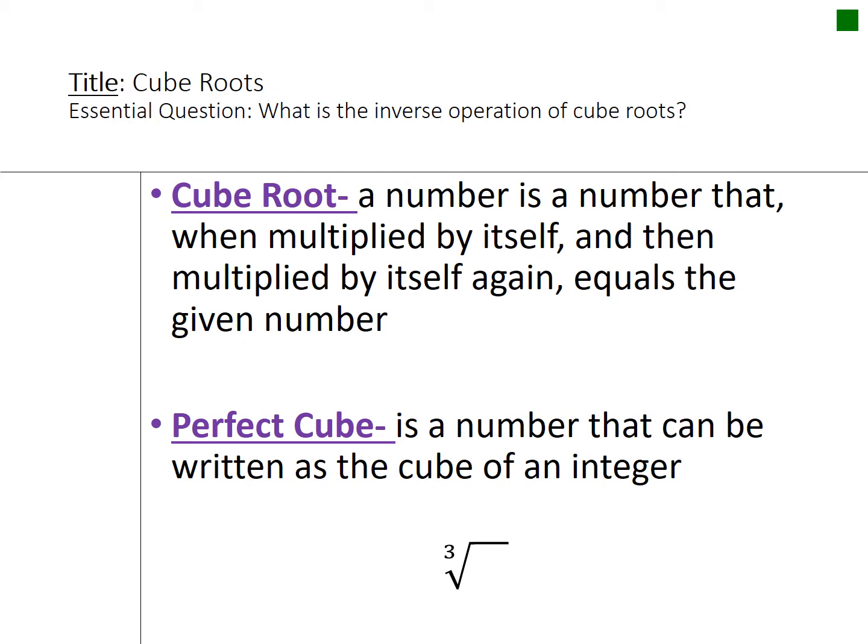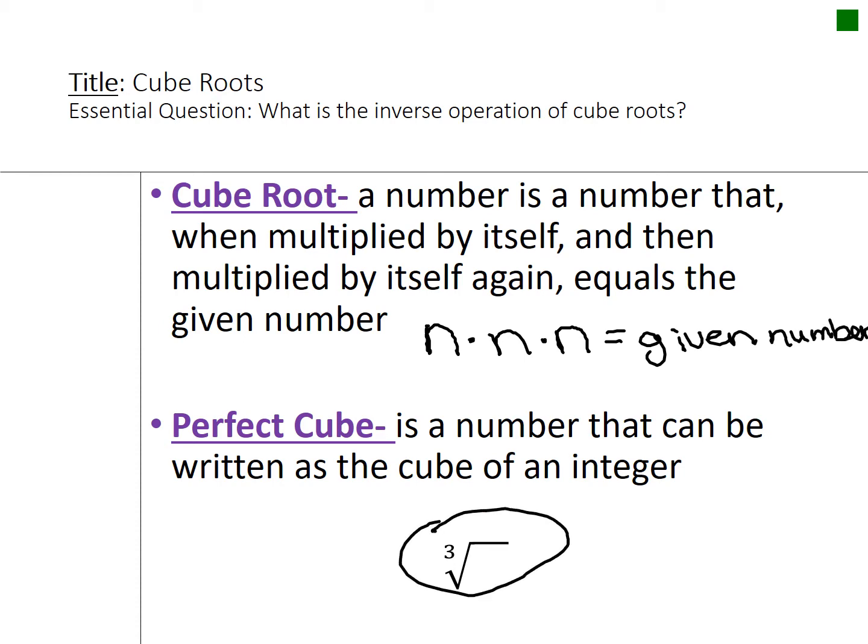A cube root is a number that when multiplied by itself and then multiplied by itself equals a given number. For example, this is what we're talking about: number times number times number is equal to the given number. We write cube roots as this, seen down here. This is what you'll see for a cube root. The one without anything is a square root.